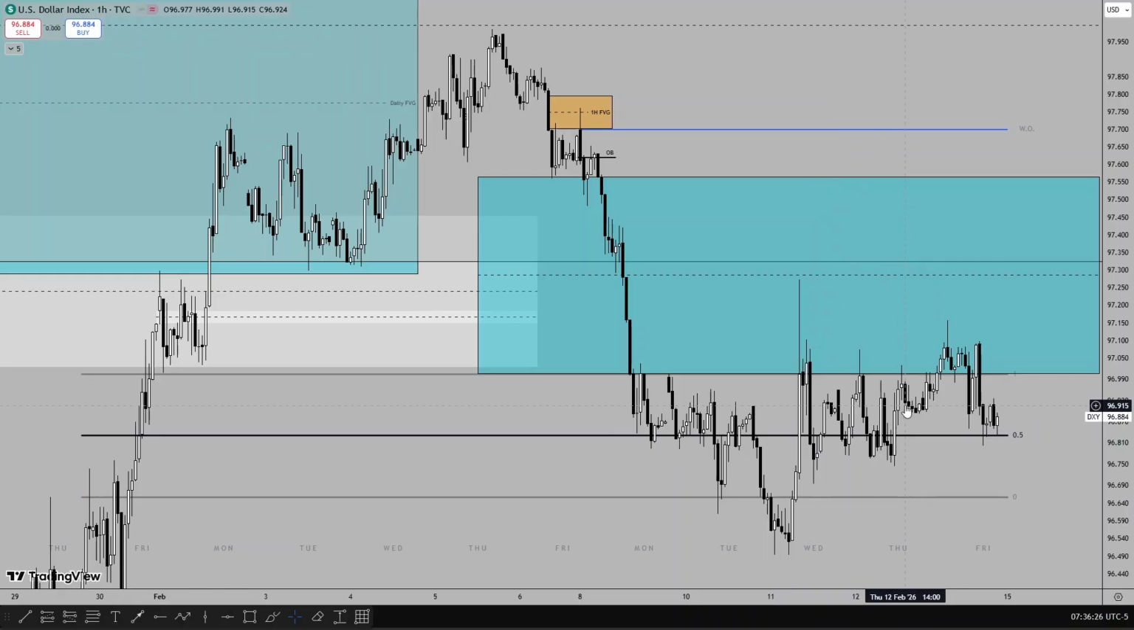But if we were to look at it from a daily perspective, Friday took out Thursday's high, did an internal shift. It's more likely price trades lower to run the previous week low.